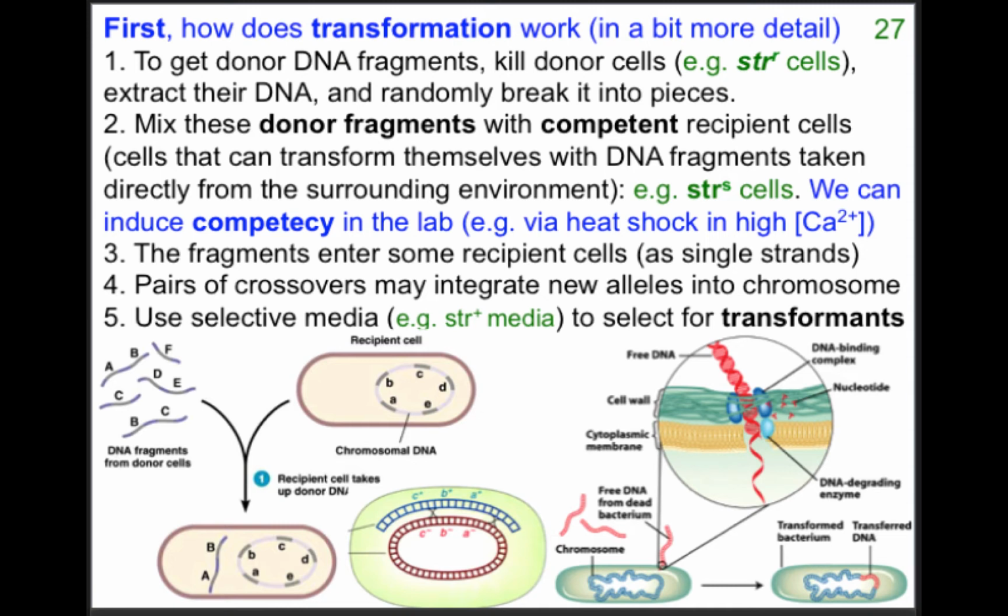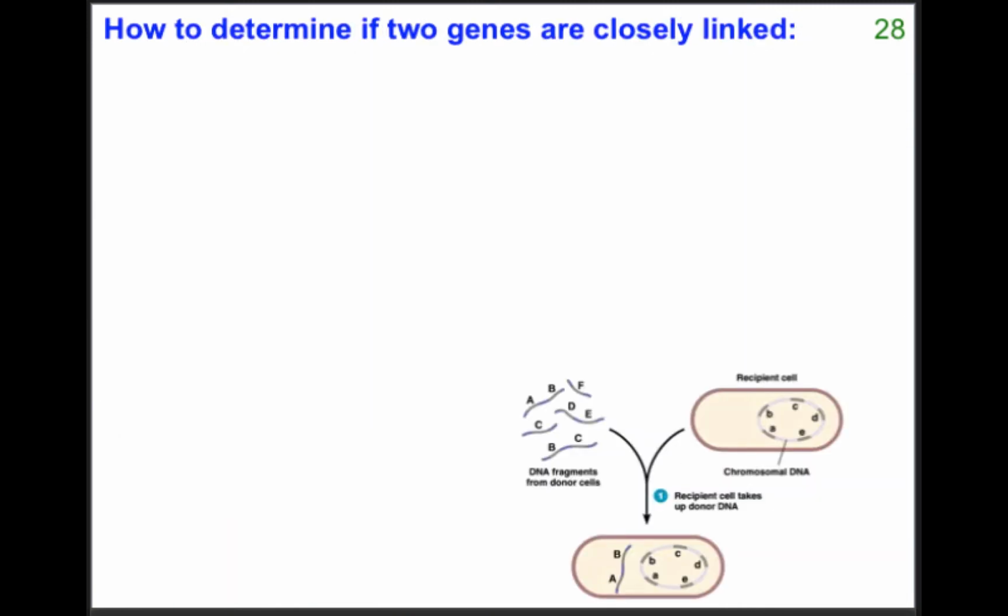So where we left off, we just went over in general how transformation works, or how we might take a donor cell, break it down, and transfer a single allele from the donor fragments into a competent recipient cell. So next we'll take a look at how we can use these basic transformation steps to determine whether two genes are closely linked or not.